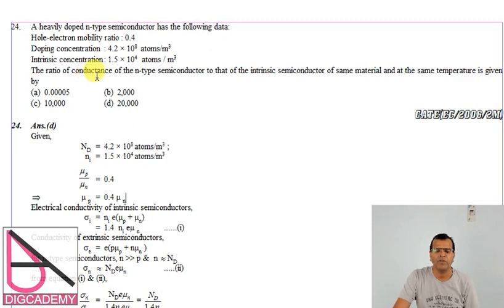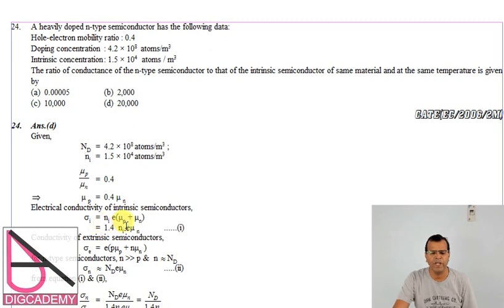We have to find the ratio of conductance of the N-type semiconductor to that of the intrinsic semiconductor of the same material at the same temperature. So we are given the donor concentration, the intrinsic concentration, and the ratio of mu p to mu n, the ratio of mobility of holes to electrons. So we know the conductivity, sigma equal to n; for an intrinsic semiconductor, sigma I equal to ni e (mu p plus mu n).